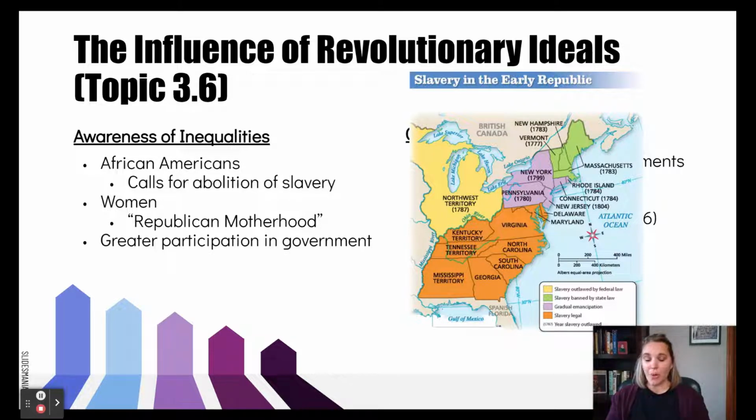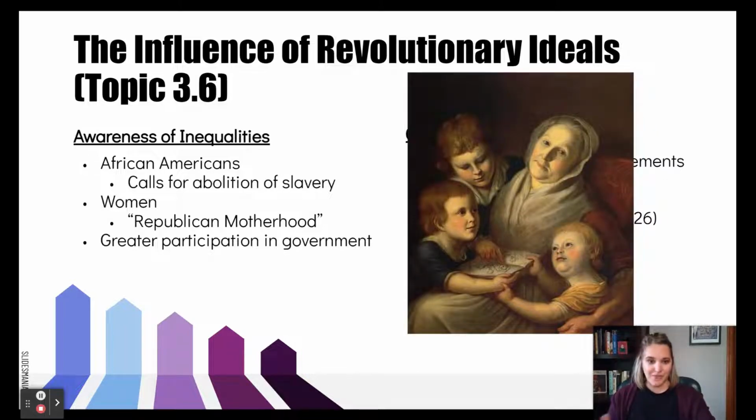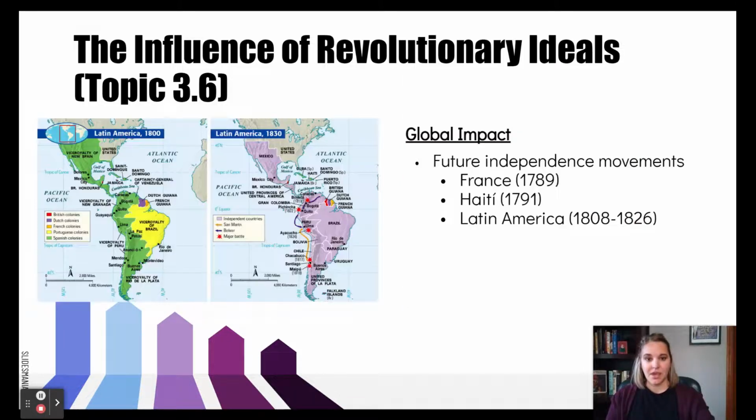And if women are going to be able to educate their sons, they also have to have an education. And so this affects women, especially in the New England, northern areas, because women are going to have greater access to education here. We also see a greater participation in government as a result of the revolutionary ideals. For example, removal of church membership as a requirement for voting is one of the things that happens. So there you have your Republican motherhood image, women educating their children.